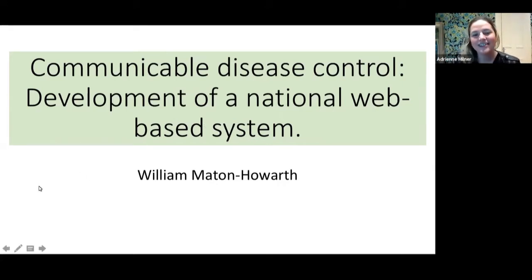And I'm really excited to introduce our speaker today, Professor William Maton-Howarth, who will be talking about communicable disease control, development of a national web-based system. Professor Maton-Howarth is an honorary professor at Brunel University in London. Bill has a PhD in solid-state physics and has experience of working in academia, industry, and government. While working at the Cabinet Office, Bill was responsible for informing national policy in relation to emerging technologies.